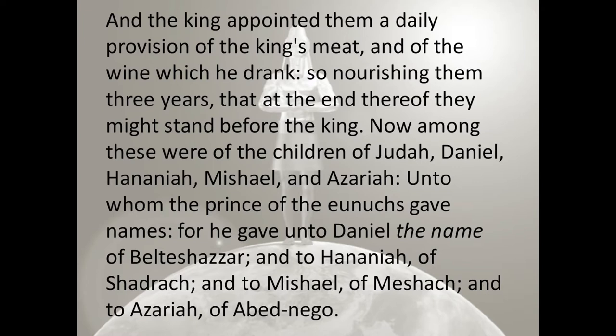Listen to Daniel 1 and verse 6. Now among these were the children of Judah, Daniel, Hananiah, Mishael, and Azariah. Listen to verse 7. Unto whom the prince of the eunuchs gave names, for he gave unto Daniel the name Belteshazzar, and to Hananiah of Shadrach, and of Mishael, Meshach, and to Azariah of Abednego. Now we know the other three more by their Babylonian names, Shadrach, Meshach, and Abednego. But I want you to notice what it says in verse 7. That unto whom the prince of the eunuch gave names.